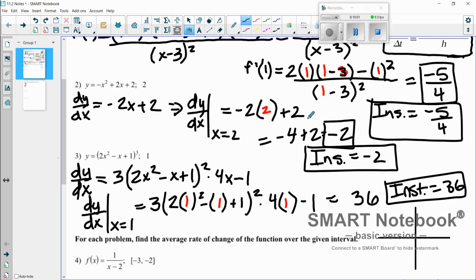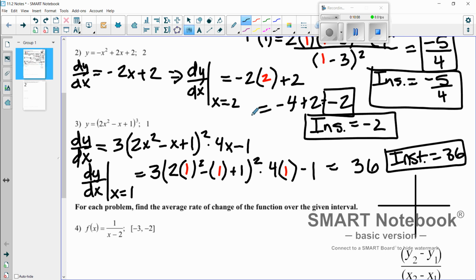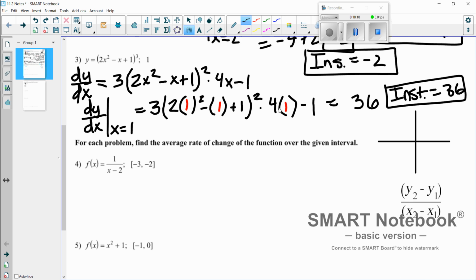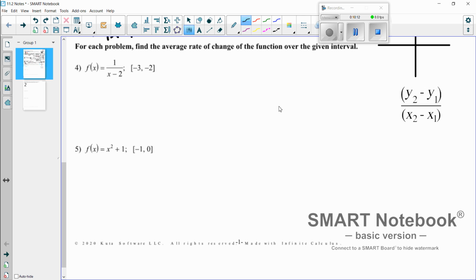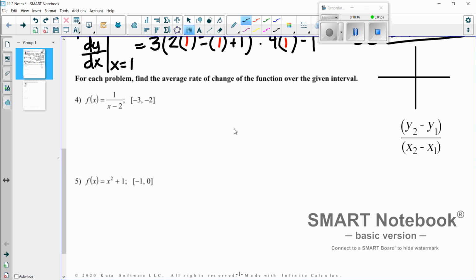I'm not even saying at time t, or time 1 second, 2 seconds, whatever it is. We're just plugging in the given value. So not much new here. And there's really not much new moving forward into number 4, 5, and 6, and so on.